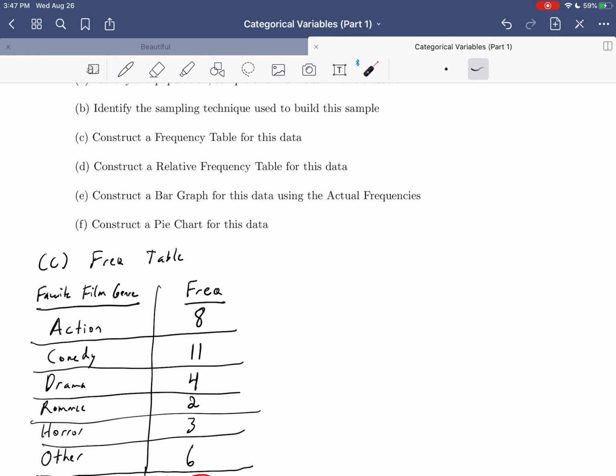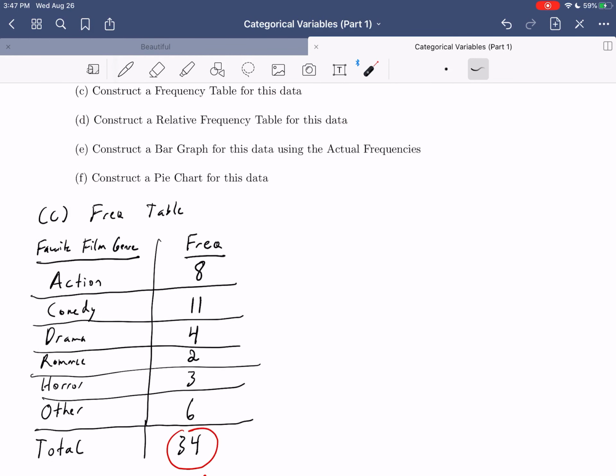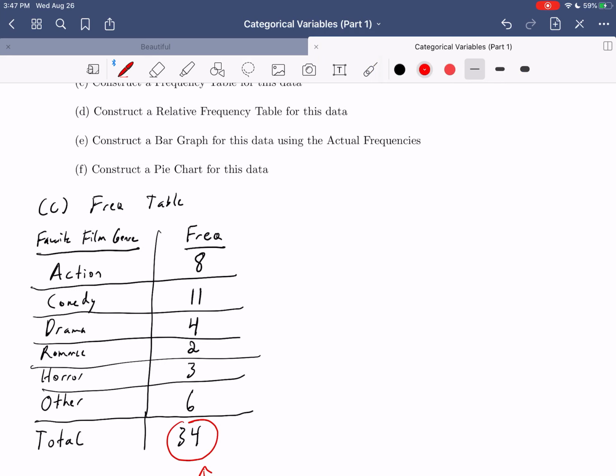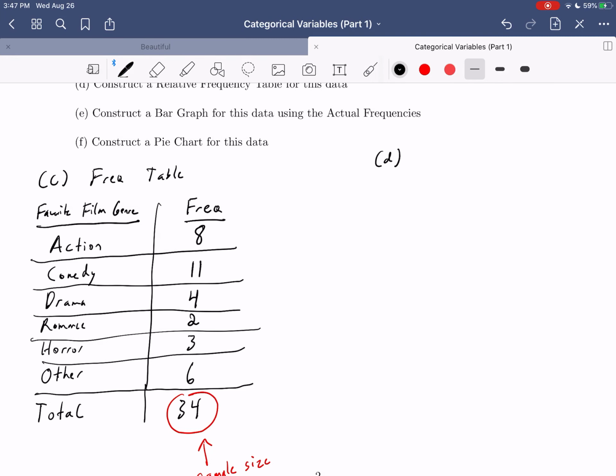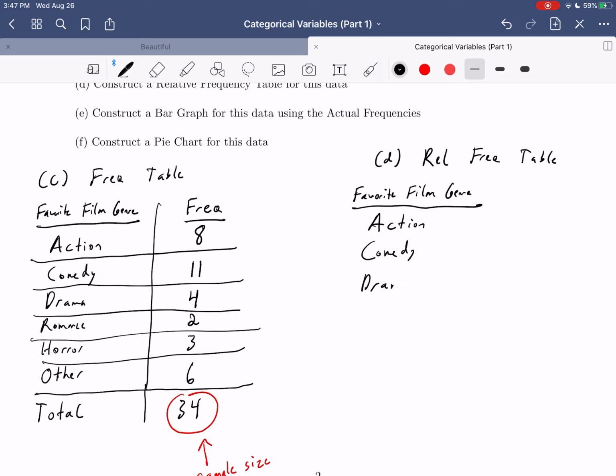For now, though, let's go ahead and construct the relative frequency table from this data. So what we're going to try to do is build this right here. For the relative frequency table, it's still going to have your same category, so favorite film genre, and we'll write them in exactly the same order. So action, comedy, drama, romance, horror, other. And we'll put the relative frequency, which often we write as a percentage.